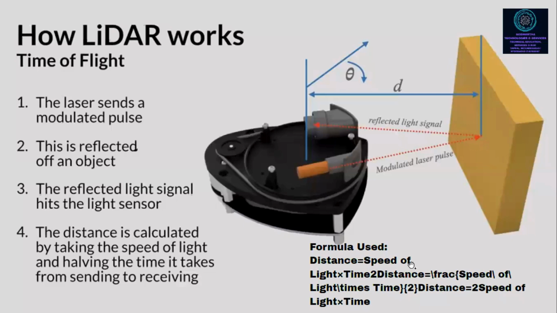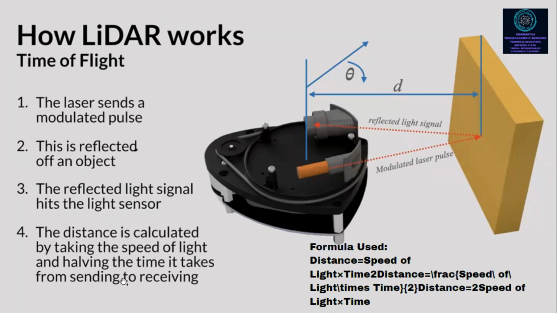How does LiDAR work? The first point is that a laser light sends a modulated pulse. Suppose this is your LiDAR sensor. What will happen? The laser will be sent out and reflected off an object, which could be the Earth or any other object. The reflected light signal hits the light sensor. Again, the modulated laser will come back, that is the reflected light signal.